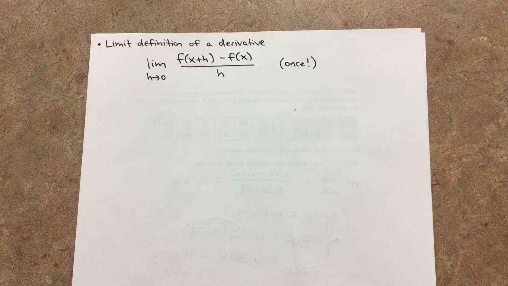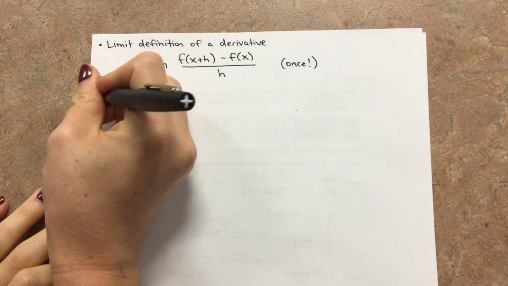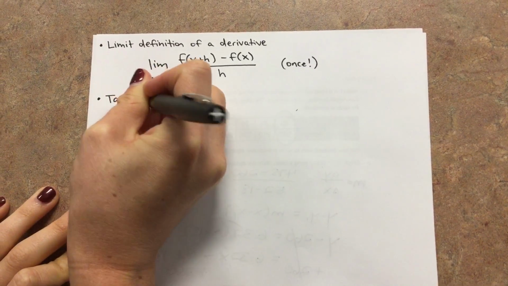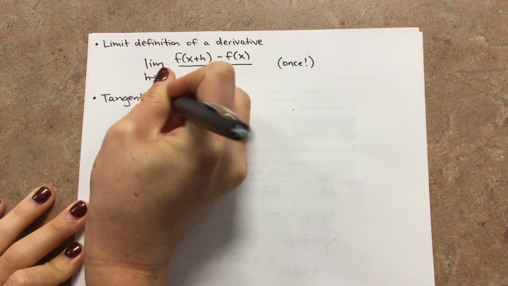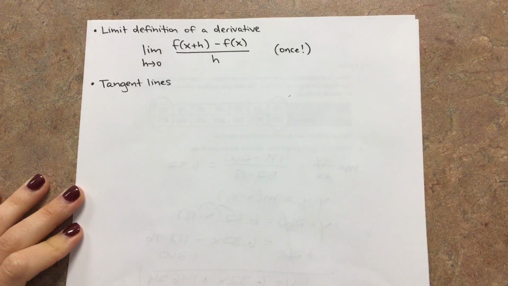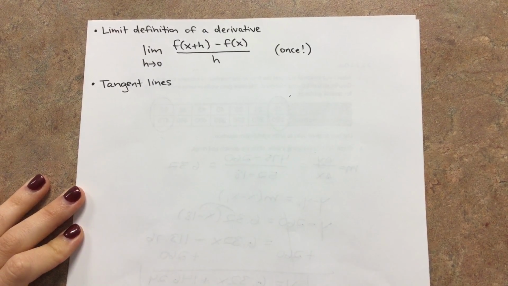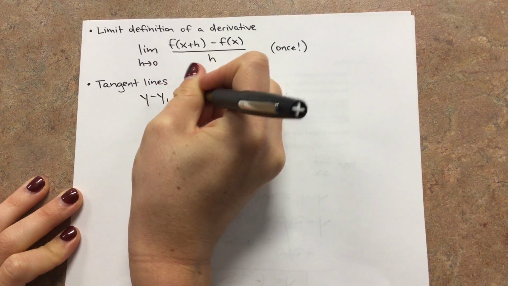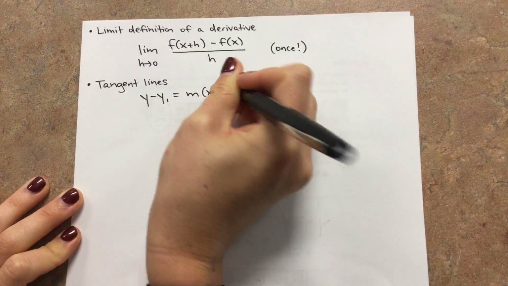Also in 3.1, we introduced tangent lines, and we've been working with tangent lines throughout. So I want to go through some important points with tangent lines too. I think I told you guys this yesterday. Eventually, I will have you trained that when you read the phrase tangent line, you immediately write down the point slope form: y minus y1 equals m times x minus x1.